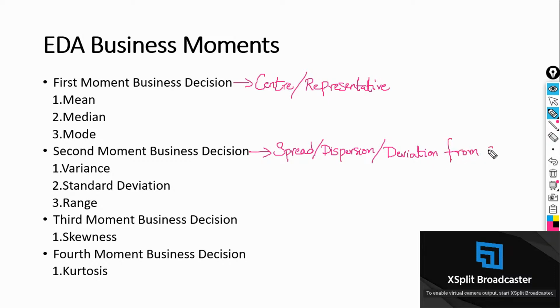From center. What do you mean by the center? Nothing but the value that you get from here. The representative value. So, second moment business decision measures the spread from the center, or it measures dispersion from the center or deviation from center. All of these three are same.